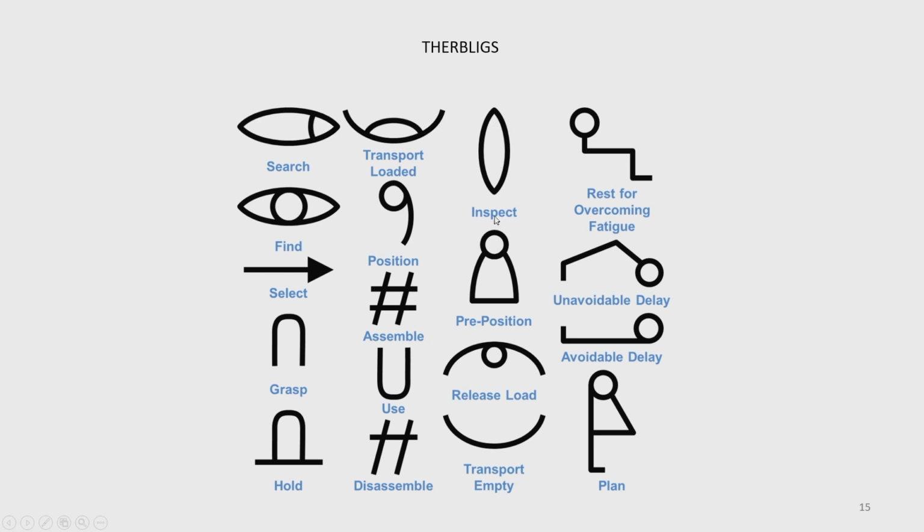Transport loaded, this is the symbol. Inspect, this is the symbol. Rest for overcoming the fatigue, this symbol. Find, this symbol. Position, this symbol. Preposition, unavoidable delay, avoidable delay, assembly, grasp, use, plan, hold, disassemble, each has its own symbol. So, we have given many symbols here, 18 symbols I have discussed here. Mostly they were given by the Gilbreths and they are actually used.